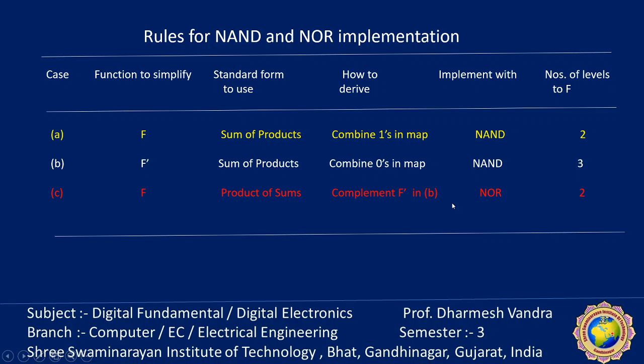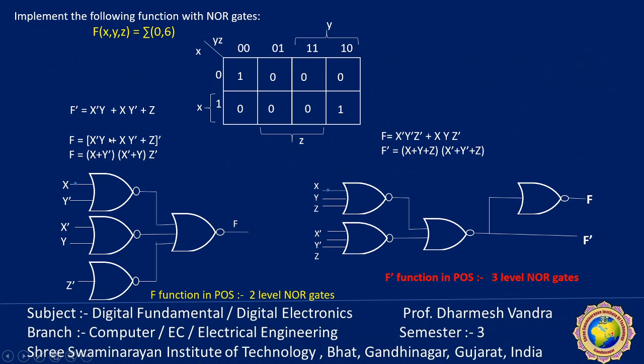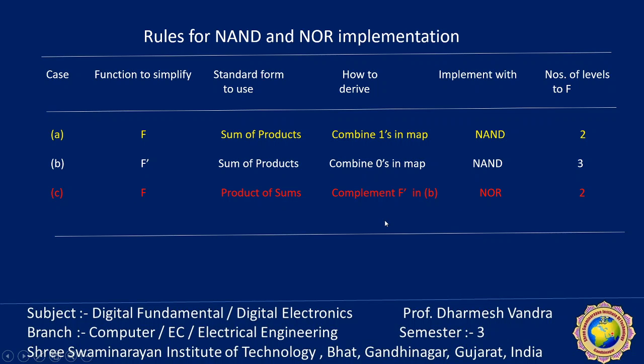While in NOR gate, F is in product of sum. So for the NOR gate we combine F dash. How do we do F dash? The complement of F dash is given. F is in product of sum, so a 2-level NOR gate is there, like in this way. First we find F dash, then complement it. So the function is in POS form and 2-level. But if F is in minterm form, F dash is in product of sum. If F dash is in product of sum, a 3-level NOR gate circuit is required.